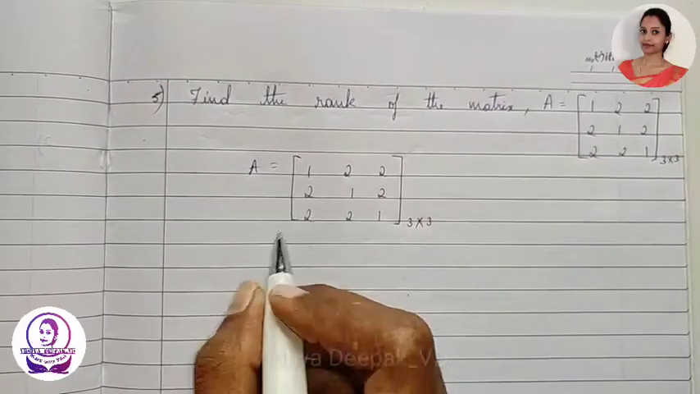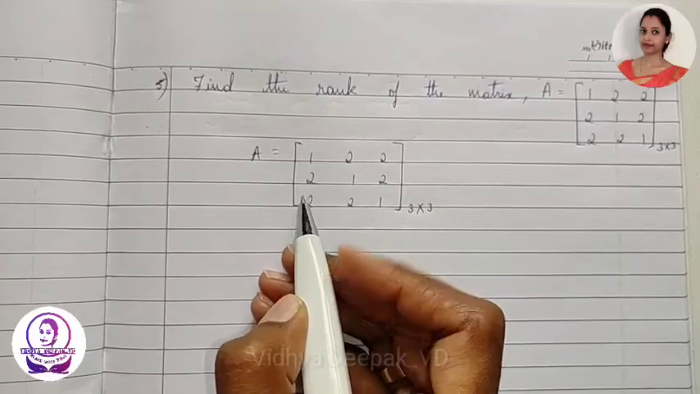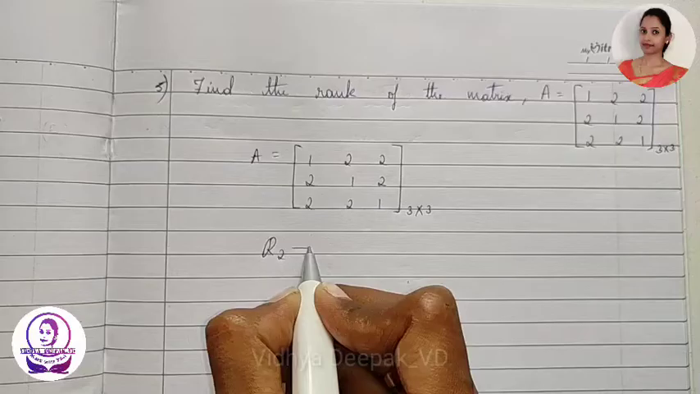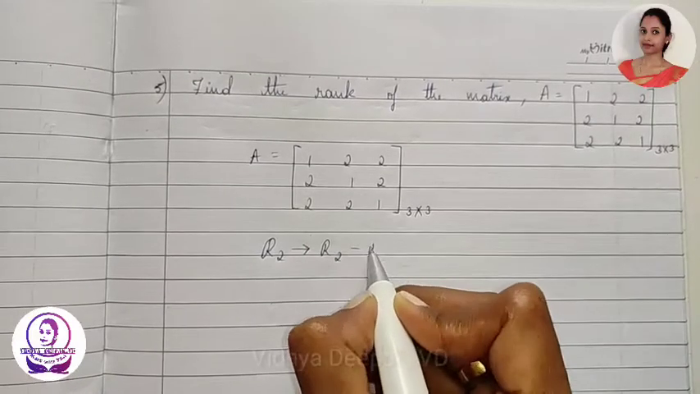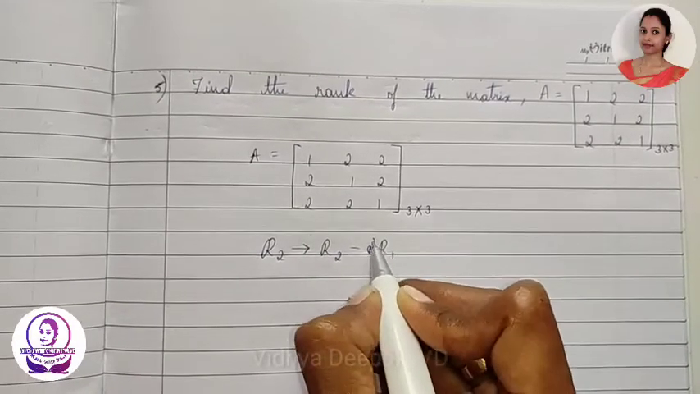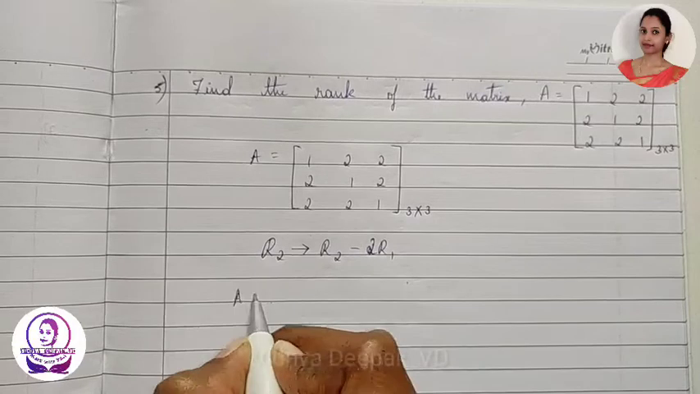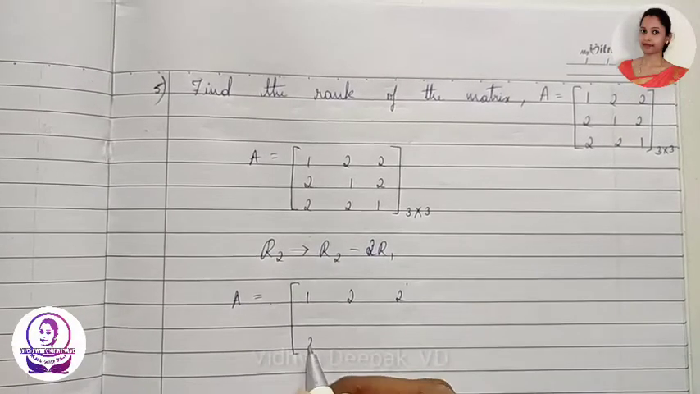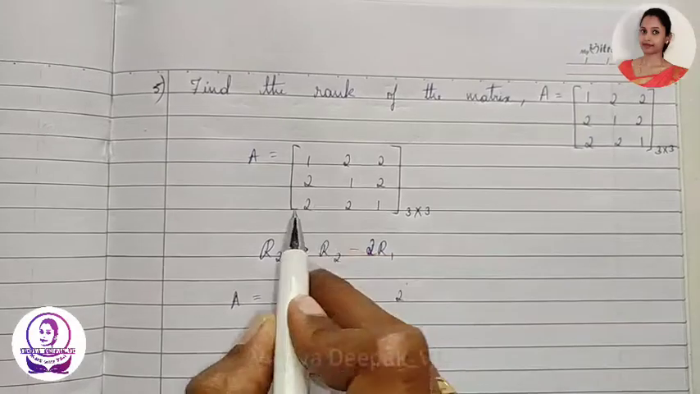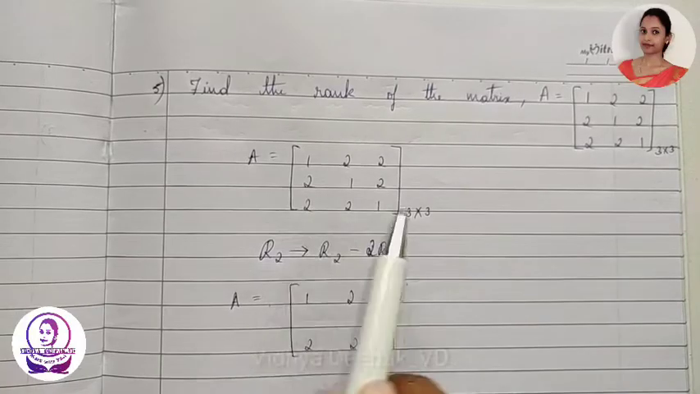Right? So now, first our aim is to make this number 0. So in order to make that number 0, R2 operation is R2 minus 2R1, right? So what do we have? Okay, we have the first row to be same, the last row to be same. Second row we are changing to this operation. So what do we have?